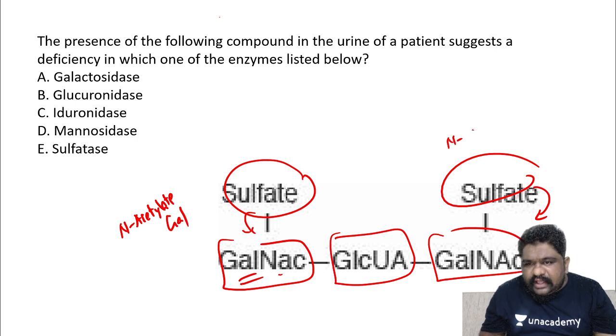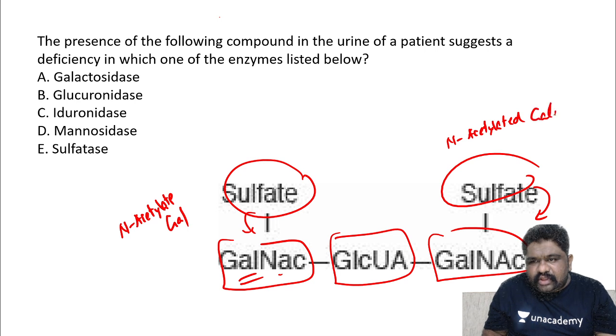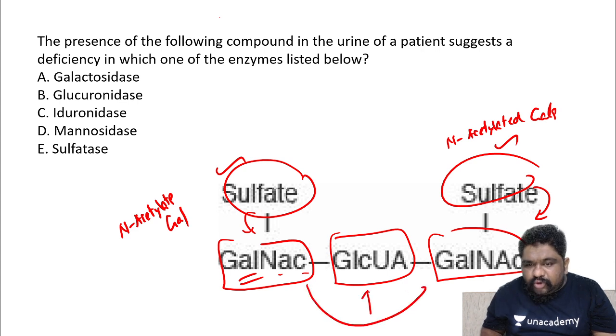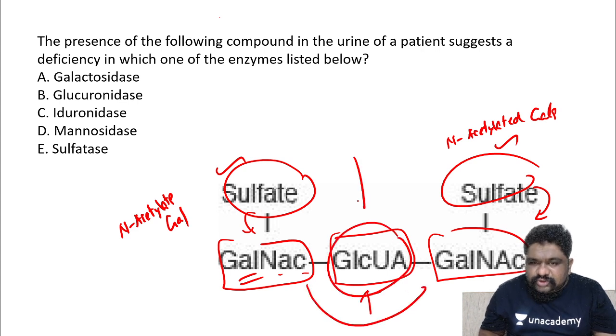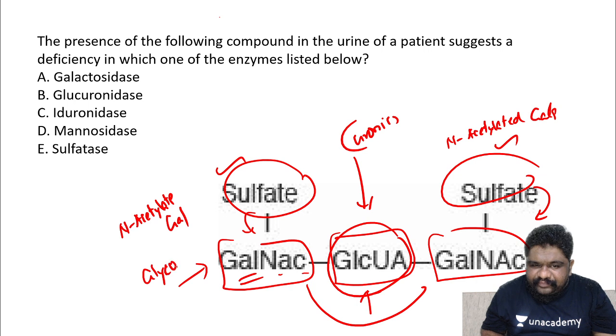This is also N-acetylated galactose. And both of them are bound to sulfates as each other. And both of them are together bound to glucuronic acid. So this is the uronic acid and this is the glycosamine.